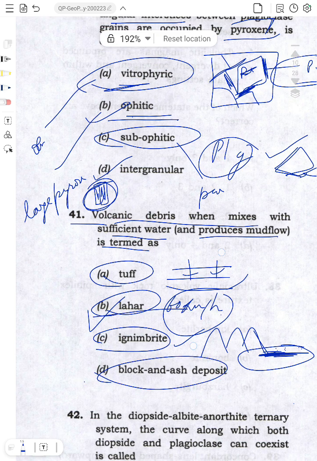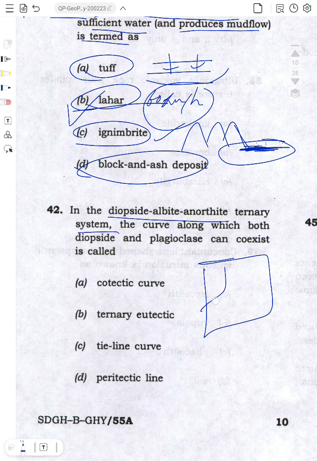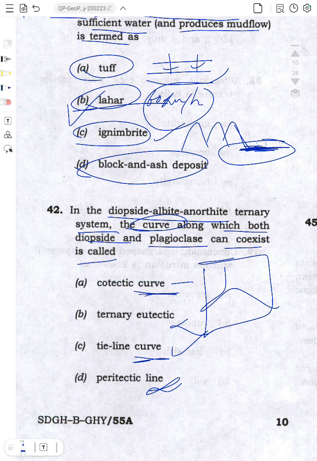So lahar is the right answer. Now coming to the 42nd question. In the diopside, albite, and orthoclase ternary diagram, there is a curve along which both diopside and plagioclase can coexist. कर्व की बात हो रही है यहाँ पे, तो कर्व और कर्व तो यहीं पे आपके शॉर्टलिस्ट हो गए. लाइन और यूटेक्टिक पहली बार हो गए. Along which both diopside and plagioclase can coexist, whenever there is a thing about coexisting.